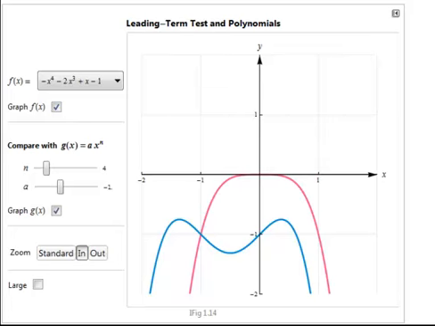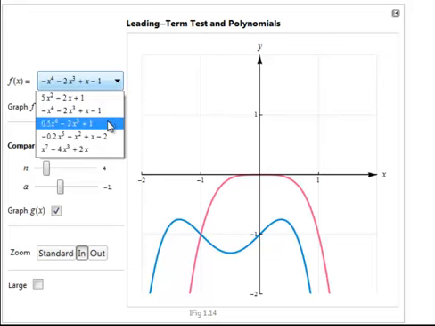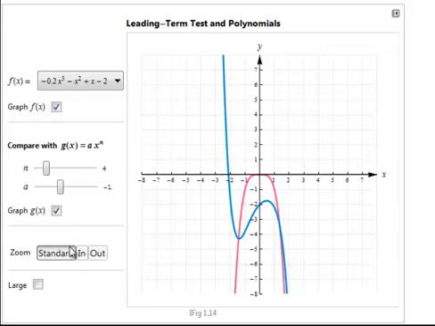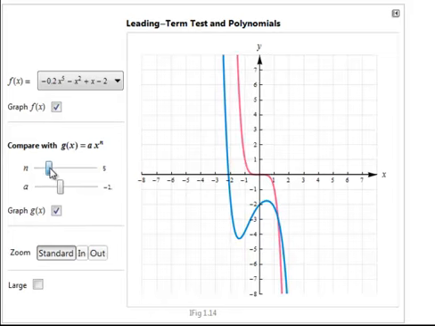We have the capability of zooming in or zooming out to see better what the graph looks like. Now we're changing the function to a 5th degree, and we need to zoom out here so that we can see that better. Change the g function to a 5th degree to make the comparison.